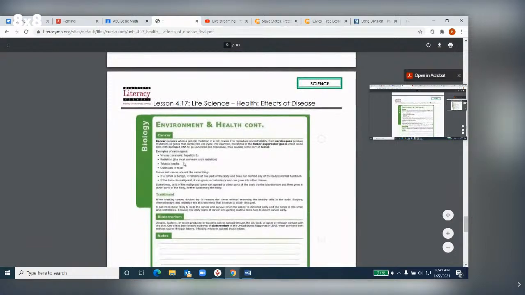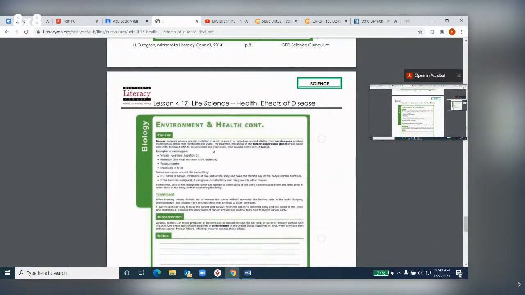And this talks about cancer. So cancer happens when a genetic mutation of a cell causes it to reproduce uncontrollably. Most carcinogens produce mutations in genes that control the cell cycle. For example, mutations in the tumor suppressor gene could cause cells with damaged DNA to reproduce, causing some sort of tumor. So one carcinogen you guys can think of is when you smoke cigarettes, there's carcinogens in there. That's why a lot of people that smoke are more susceptible to lung cancer.